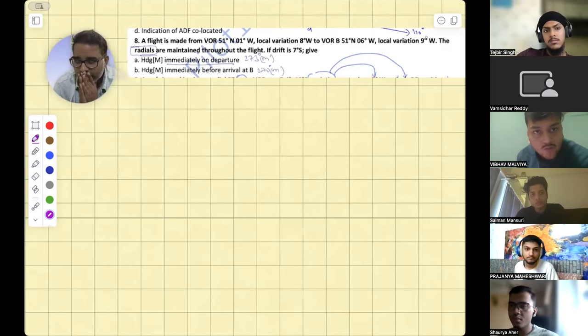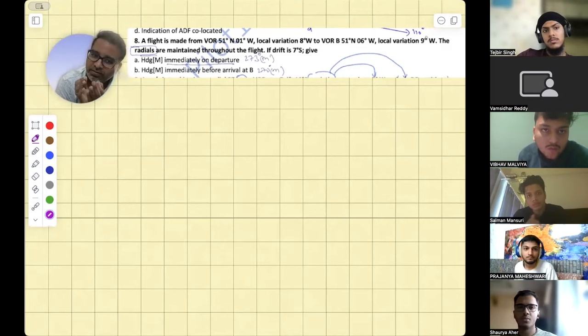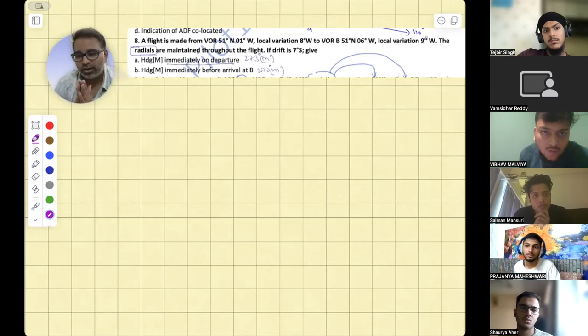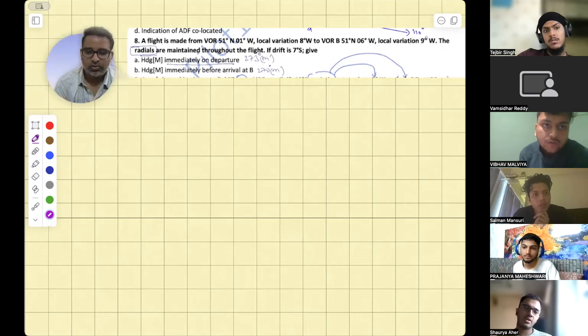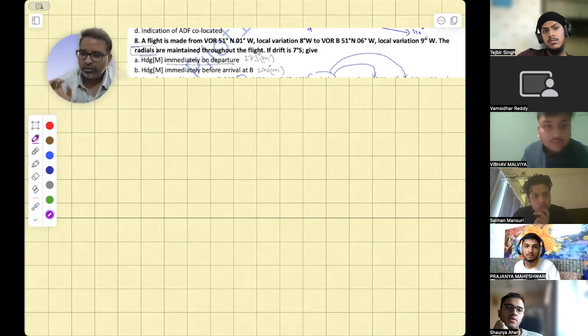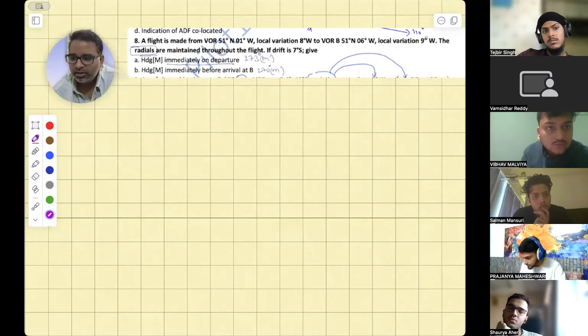So second thing: if you are given coordinates, if you're traveling from one coordinate to another, are you traveling a magnetic track or a true track? True track. Coordinates are always true. Always true, they have given coordinates.